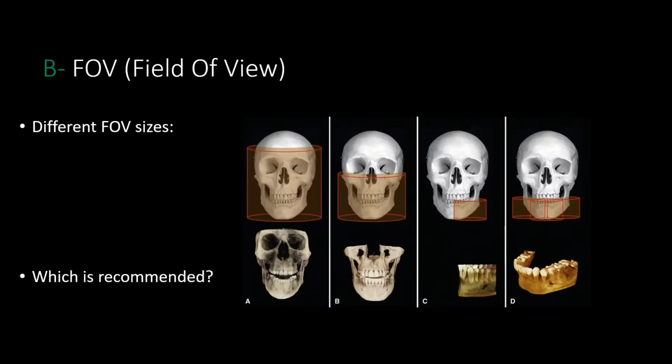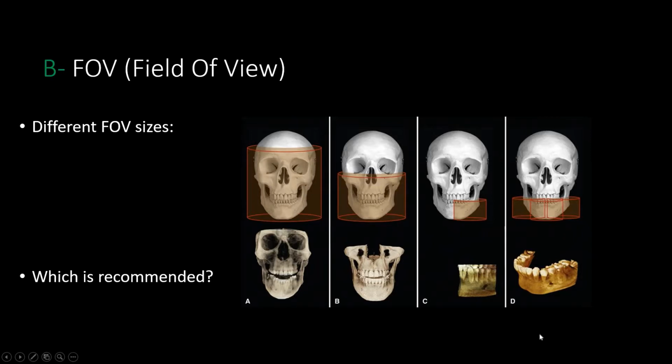Field of view. Now, in the picture that we have in front of us, we have multiple sizes of CBCTs. So which one is really the one that you need to use for guided surgery? Number A is a full face CBCT. B is a full maxilla and mandible CBCT, so it's a dual arch CBCT. C is a quadrant CBCT, and D is a full arch mandible CBCT.